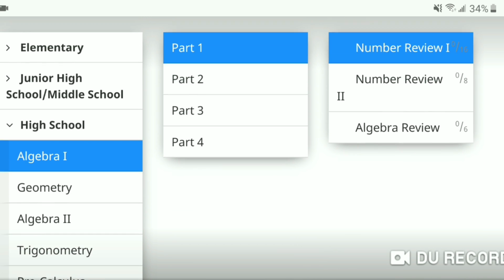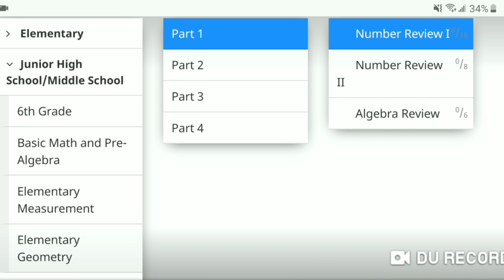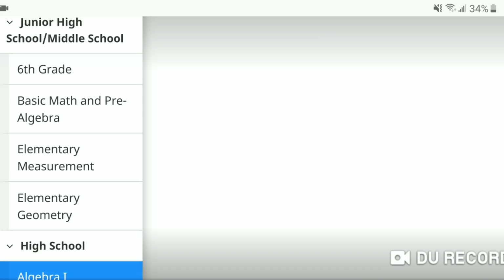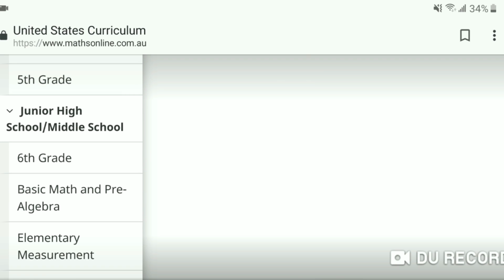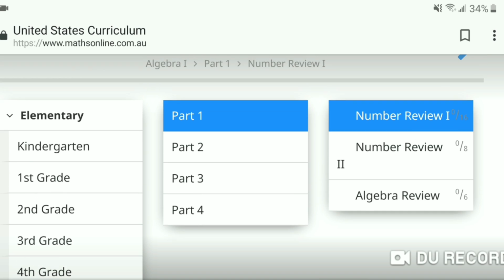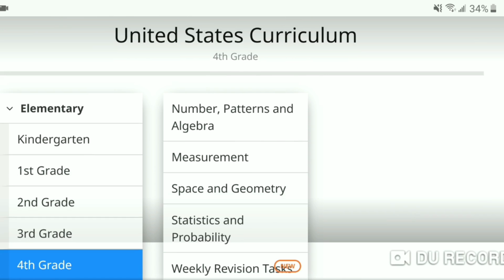So this is actually a good time to show you that CTC Math goes all the way from elementary school, so that would be kindergarten, all the way up to high school. It goes all the way up to calculus. So this is for every single grade level. Now Luke is doing 4th grade level.